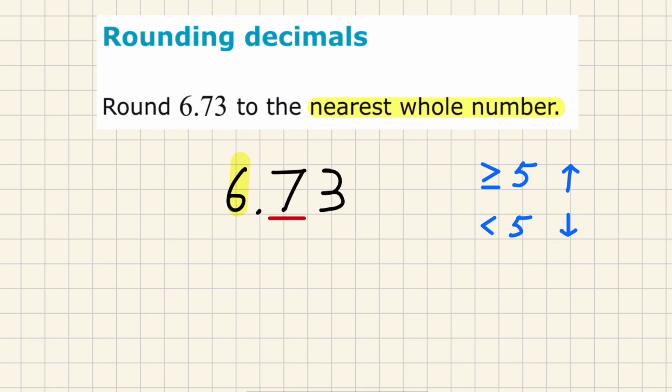So our 6 gets rounded up to 7, and we drop any of the decimals behind the place value that we're rounding to. So the result of rounding 6.73 to the nearest whole value is rounding it up to just 7.